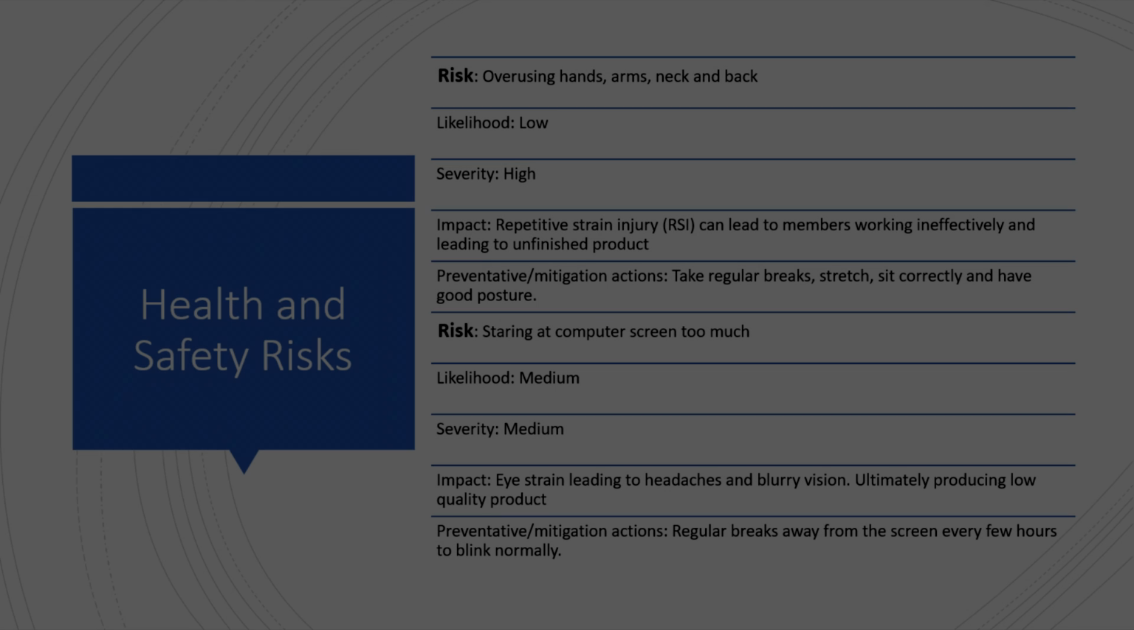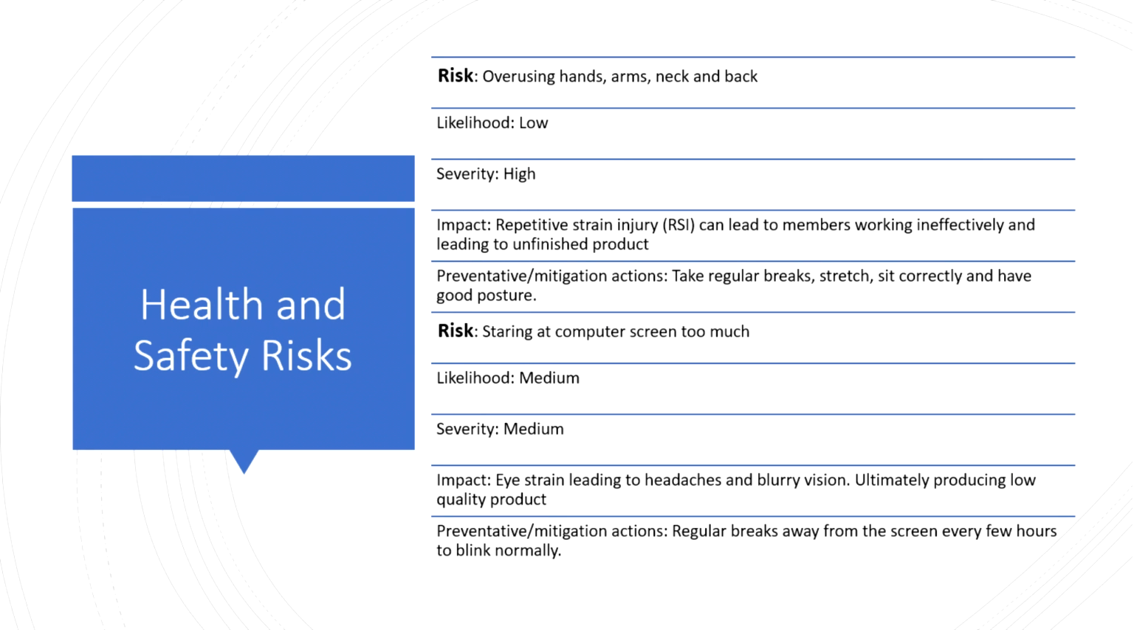Finally, health and safety. The first risk here would be overusing hands, arms, neck and back. Likelihood is low, but the severity is high, because the impact would lead to RSI, a repetitive strain injury, and this can lead the members working ineffectively and leading to an unfinished product. To prevent this, take regular breaks, stretch, and have a good posture.